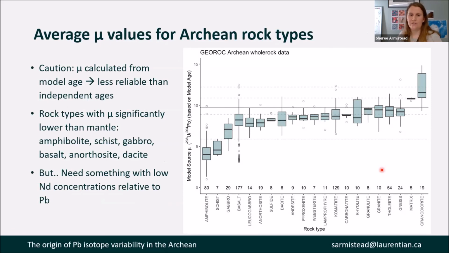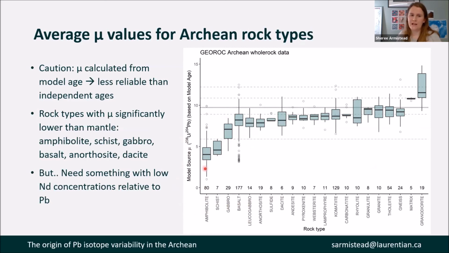So again, here I've used the GeoRoc Archean whole rock database, and I plotted up mu for each different rock type. Just a quick caution that the mu here is calculated based on the model age, which is a little bit less reliable than using independent age constraints, but we can still use it for a first pass look. We can see the rock types with mu that are significantly lower than this mantle line. So we have amphibolite, schist, gabbro, basalt, anorthosites, and dacites that are all quite low.